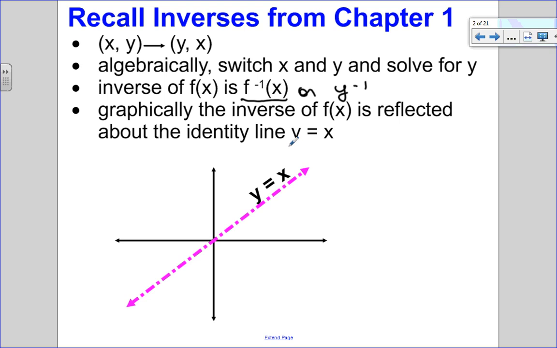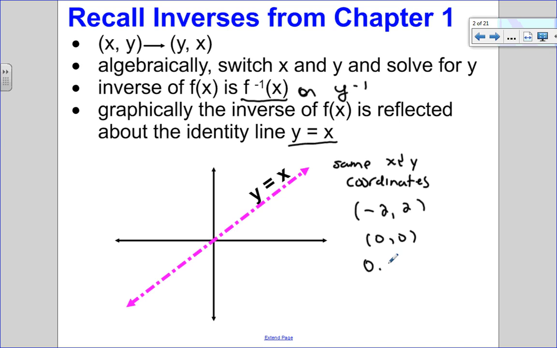And the identity line is called that because all the points on it have the same x and y coordinates. So any point on that line will have the same x and y coordinates. For example, I could have (-2, -2), or (0, 0), or (0.5, 0.5). Those would all be on the identity line.